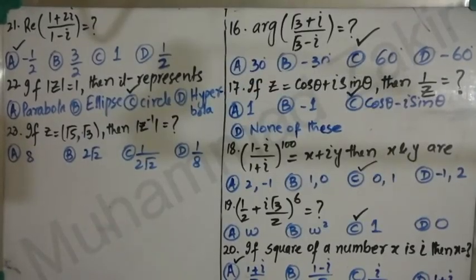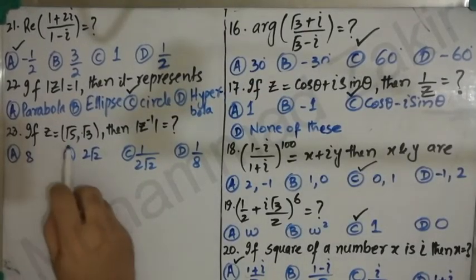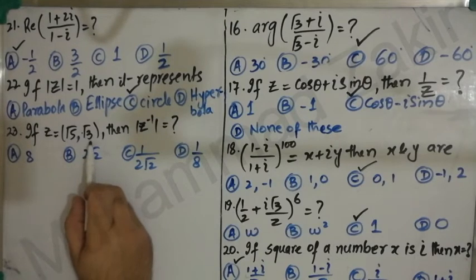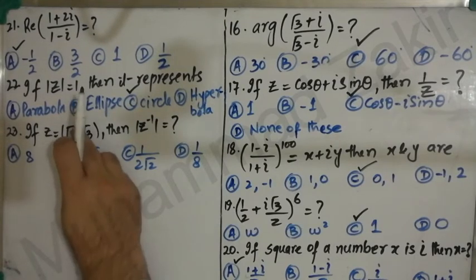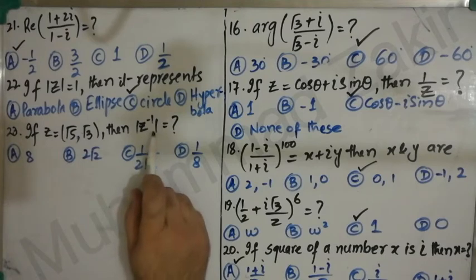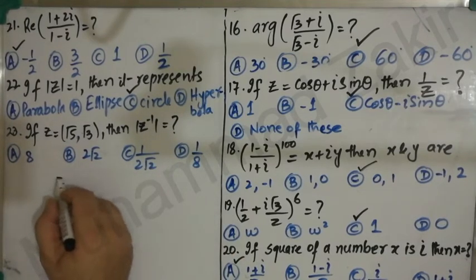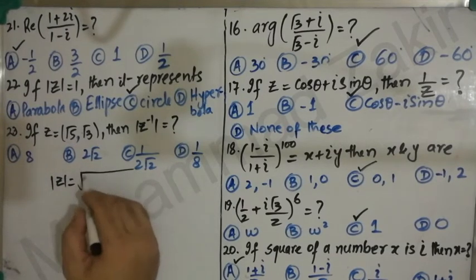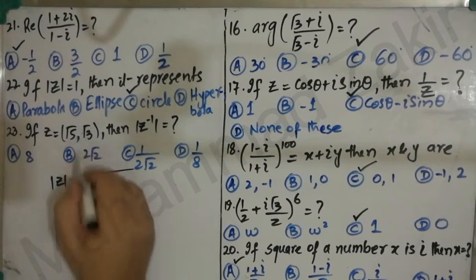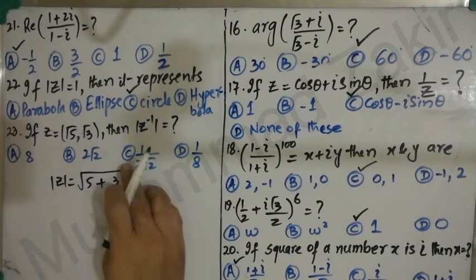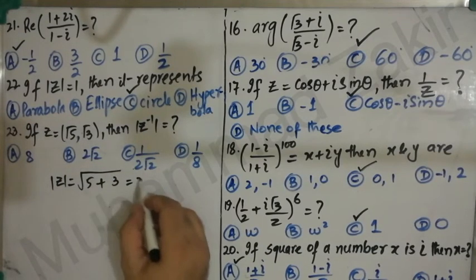Okay, we can calculate. Now the question is, if z is equal to square root 5 plus square root 3 iota, both these values are positive, then z inverse modulus is what? We can find both moduli and see their relation. Z modulus: real part square is 5, imaginary part square is 3. They will make square root 8. Square root 8 is 2 square root 2.